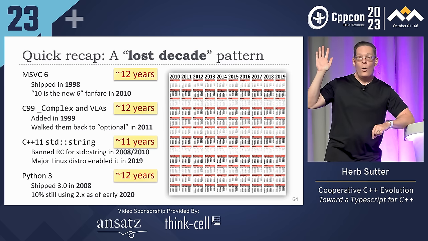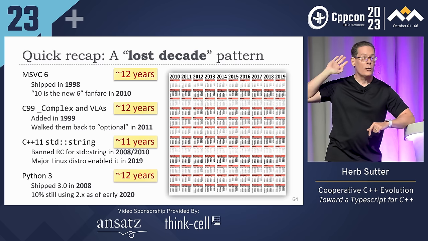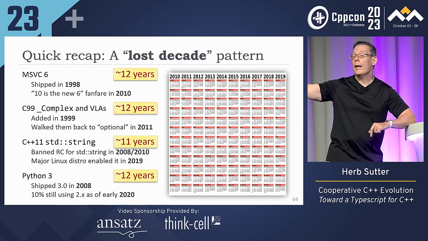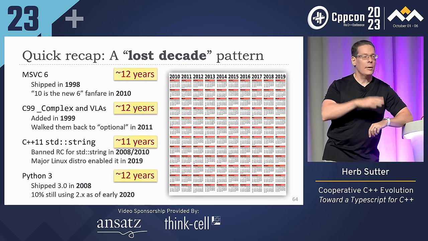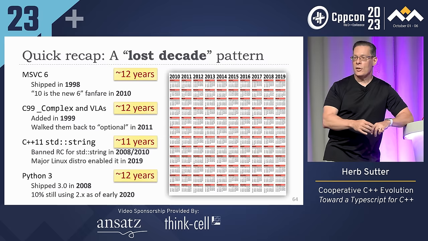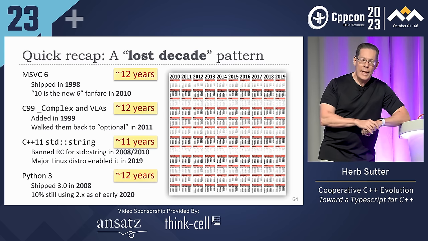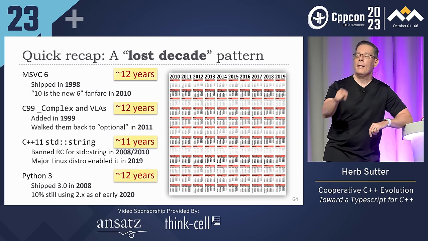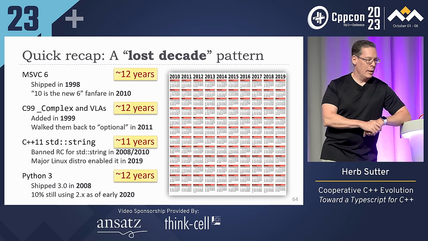Hey, we're not immune. In 2008, we voted that for C++11, C++0x, we were going to require that basic_string not be copy-on-write, knowing that GNU and others, but especially GNU, had a copy-on-write algorithm for basic_string. And they supported that, okay. But that was a breaking change. It wasn't until 11 years later that a major Linux distribution finally made the conforming non-copy-on-write std::string the default. And Python 3, what we just saw, was 12 years.